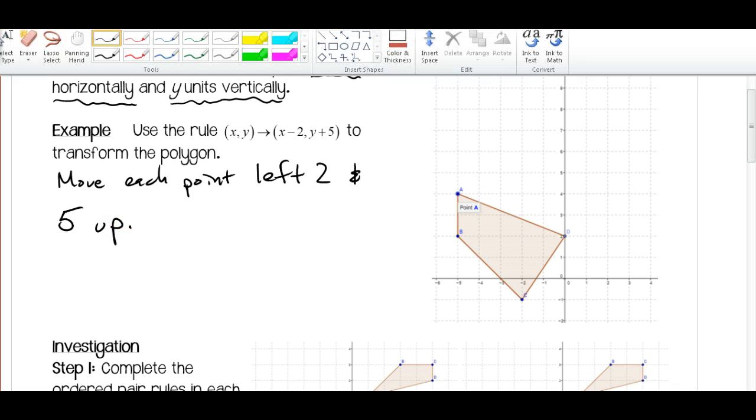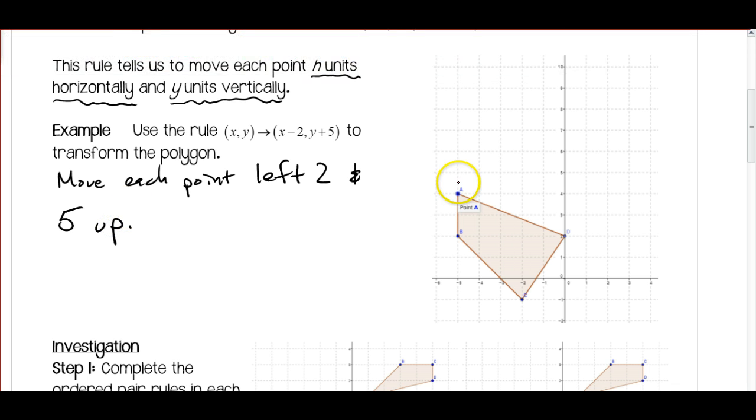Okay, so I'm going to pick a different color here. Let's start with A. I'm going to move 2 to the left, so 1, 2, and then 5 up: 1, 2, 3, 4, 5 up. So here's my new A, which I'm going to call A prime. And then I'm going to move B. I'm going to go 2 to the left, and then 5 up: 1, 2, 3, 4, 5. So here's my new point B, B prime.